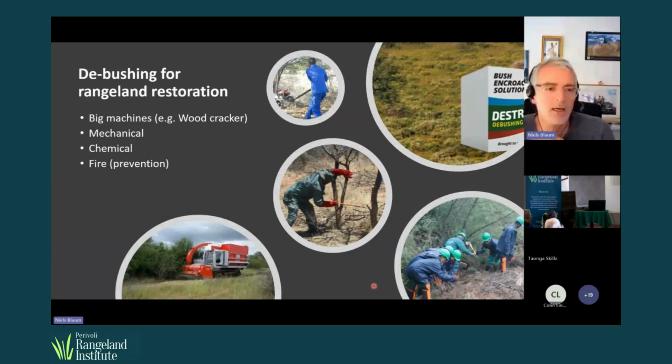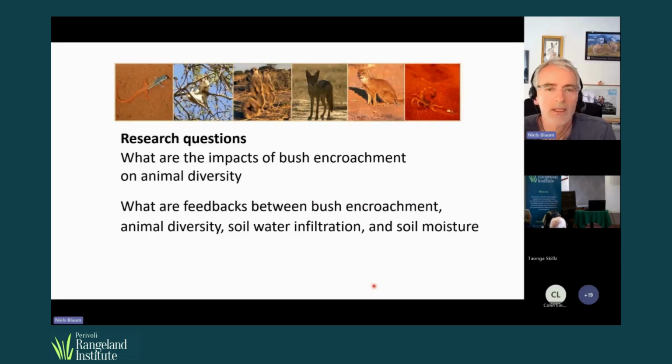There are many ideas for debushing degraded or bush encroached areas for rangeland restoration, using big machines, mechanical removal, chemical weapons, let me put it like this. Fire can be used as a prevention measure. But I'm not focusing on these debushing options, but I want you to keep this in mind when looking at our results.